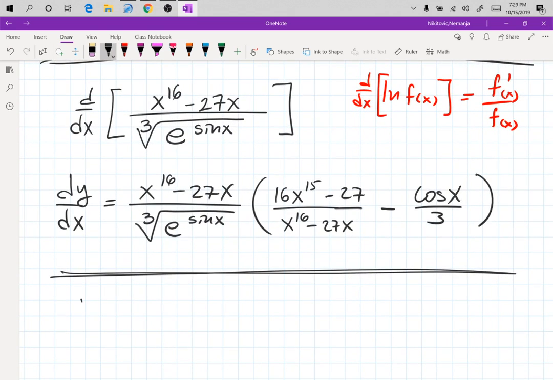Say you have the derivative of, let's just put x squared plus 1 divided by x to the 6 cosine x. Let's say this is what you have.